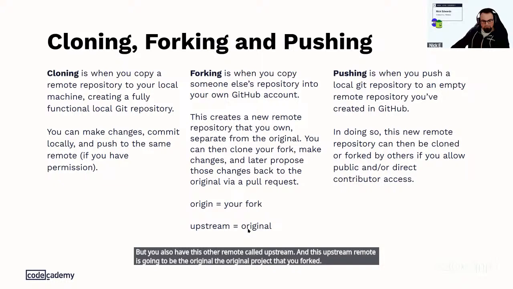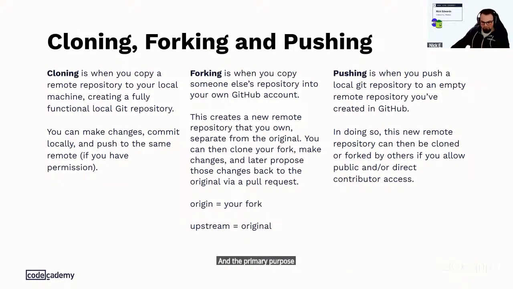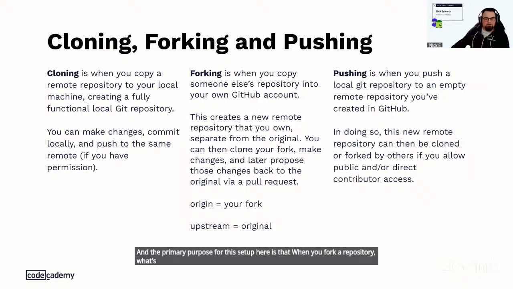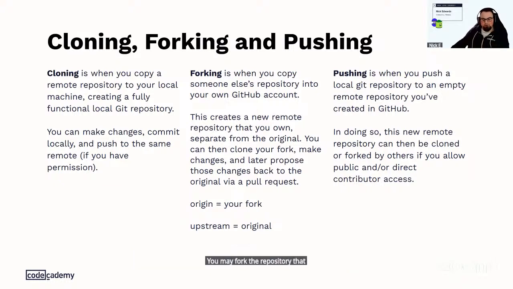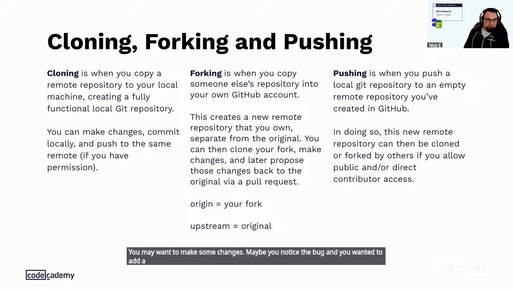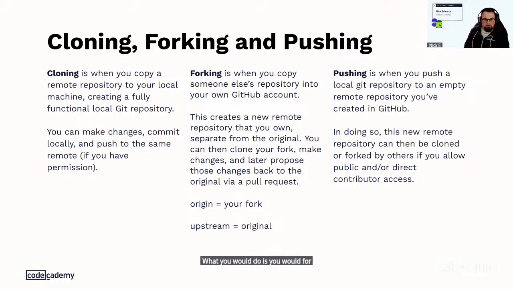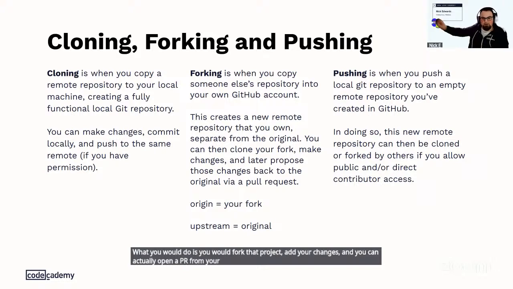And the primary purpose for this setup here is that when you fork a repository, I think a common use case here is any open source project. You may fork the repository that has that open source code. You may want to make some changes. Maybe you noticed a bug and you wanted to add a fix, or you had an idea for a feature and you wanted to add that into the open source project. What you would do is you would fork that project, add your changes, and you can actually open a PR from your repository back to that upstream repository.